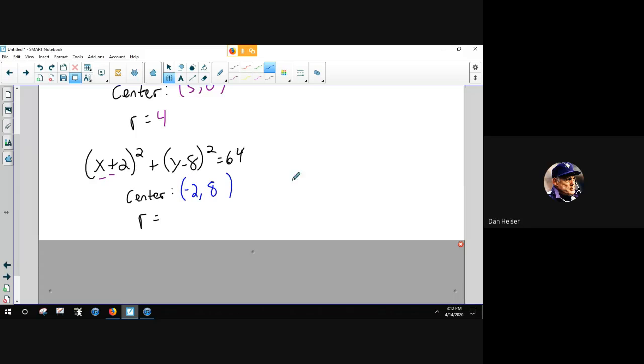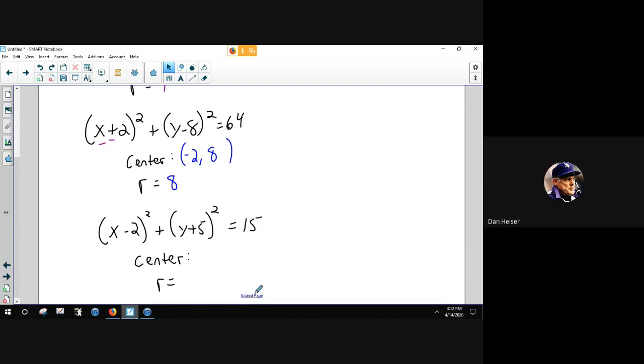Our center is negative 2, 8. The radius squared is 64, which means our radius is the square root of that, 8. Our center, negative 2, 8. Radius, 8.